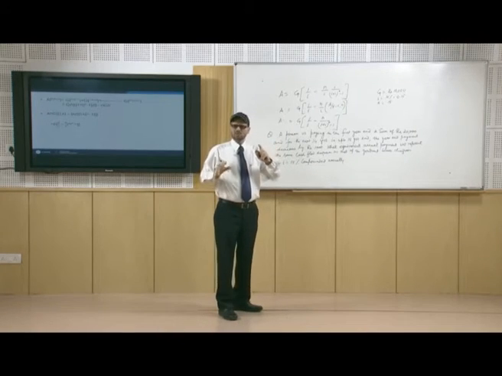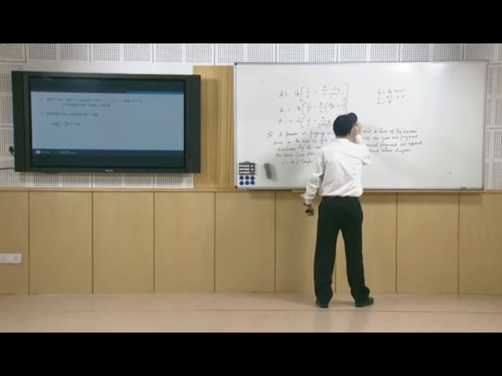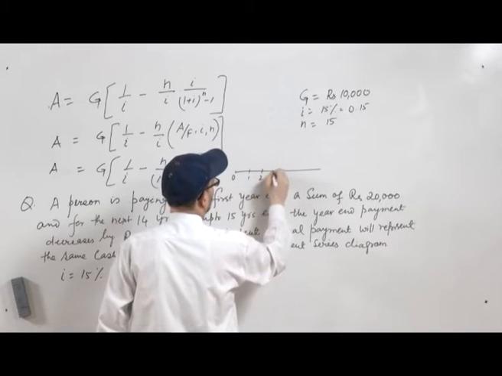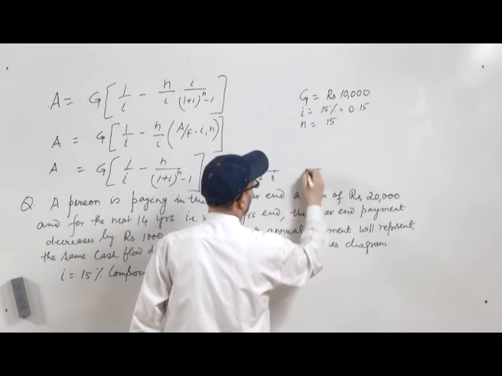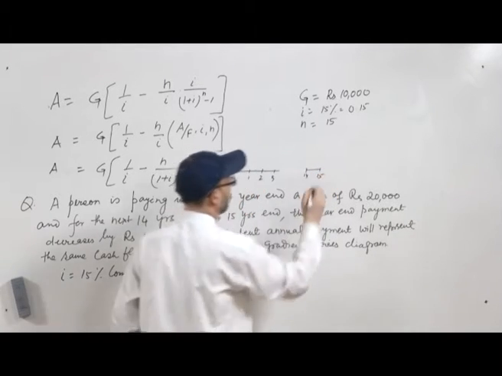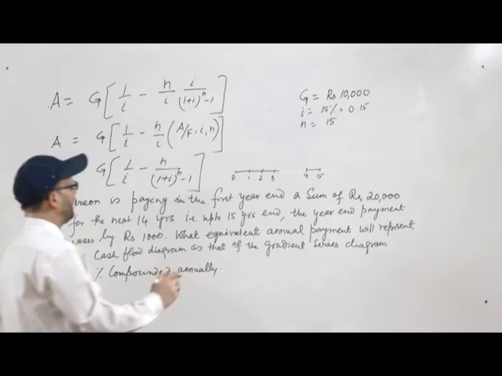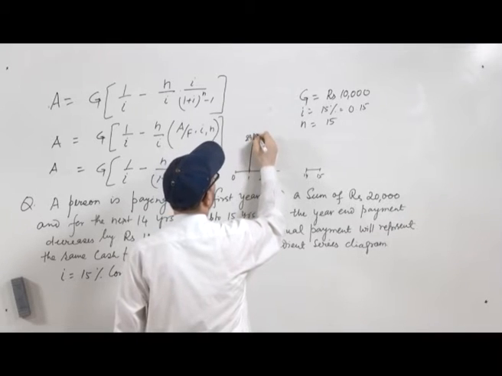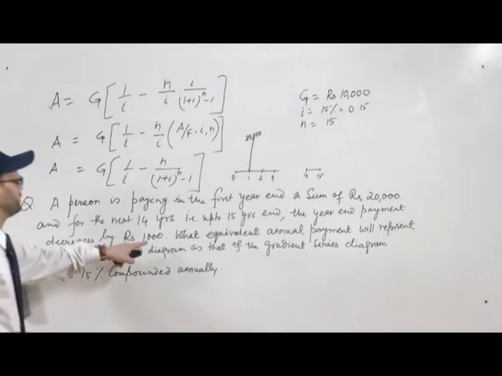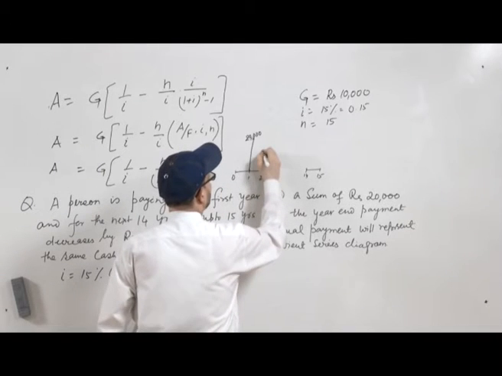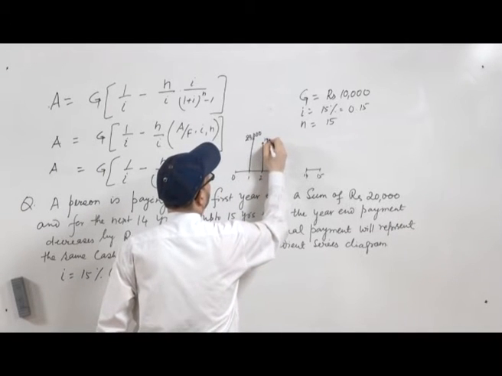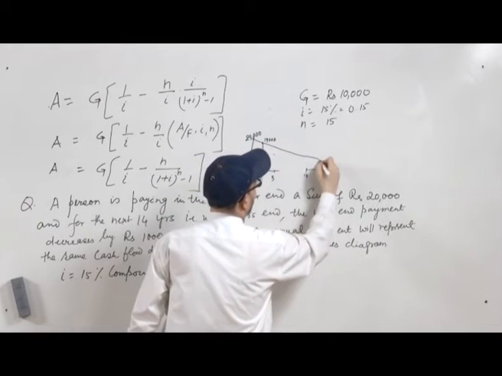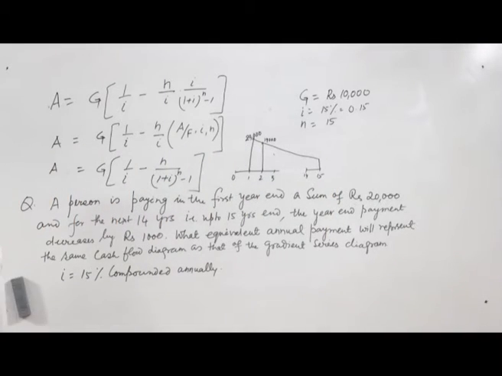So, your job is to find, so your basically cash flow diagram, the first cash flow diagram where in the first year he is paying 20,000, second year he pays 1000 rupees less, so he will be paying 19,000. Like that it will come, and in the 15th year he will be paying 5,000.